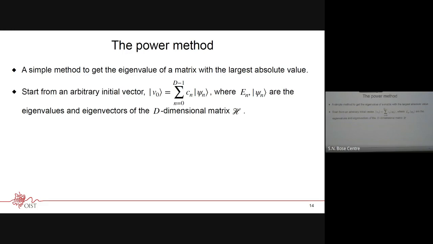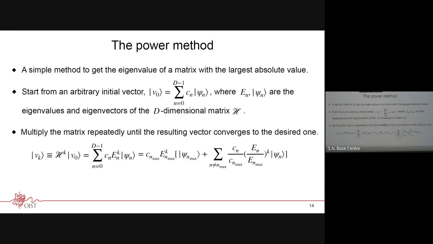So let's start from an arbitrary random initial vector V0. Here, psi n and E n are the eigenvectors and the eigenvalues of the d-dimensional Hamiltonian matrix. So we can set the random initial vector as shown here. In this power method, we multiply the matrix iteratively until the resulting vector converges to the desired one, that is, the ground state.